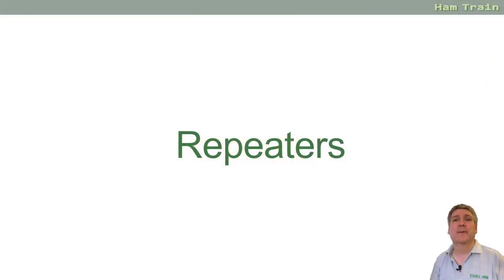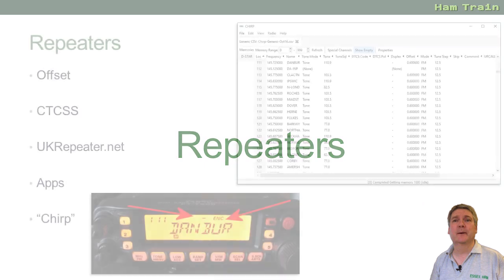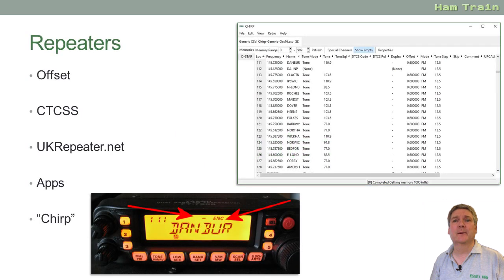Sticking with repeaters for a moment, as you'll hopefully remember from your Foundation online course, to get a repeater working, you need to set the offset. You transmit on one frequency and receive on another. There's also the CTCSS tone. This is required to open the repeater. There's a list of all the UK repeaters on the ukrepeater.net website. There are also apps available for smartphones and tablets.